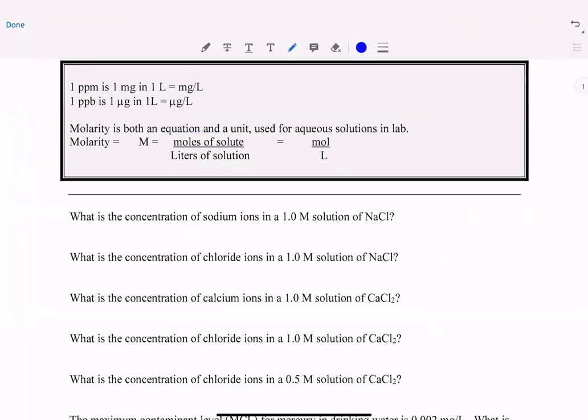Whoops, I just lost that. Everything that I just wrote, I just lost. Sorry. So NaCl, let's write what you need. Aqueous is really Na plus aqueous plus Cl minus aqueous.